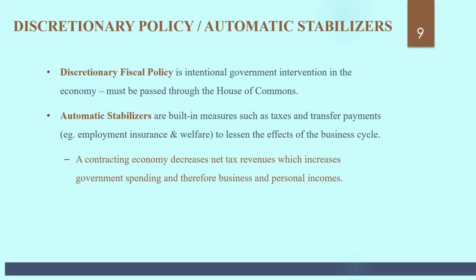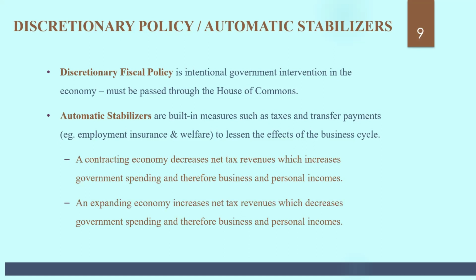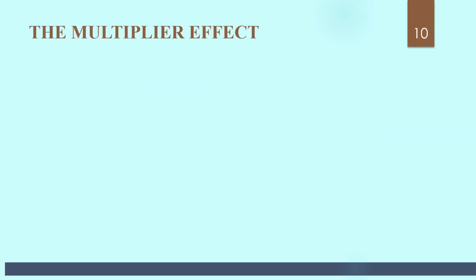So a contracting economy decreases net tax revenues, which increases government spending and therefore business and personal incomes. An expanding economy increases net tax revenues, which decreases government spending and therefore business and personal incomes.